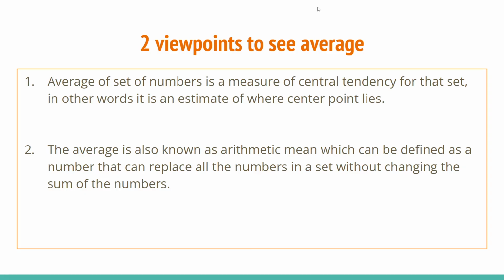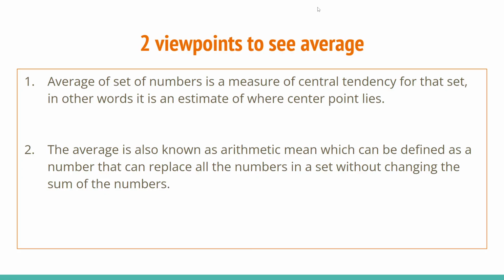There are two viewpoints to see average. First, the average of a set of numbers is a measure of central tendency for that set. In other words, it is an estimate of where the center point lies. It means that suppose there are five numbers, the average of the five numbers will be a measure of the central tendency.